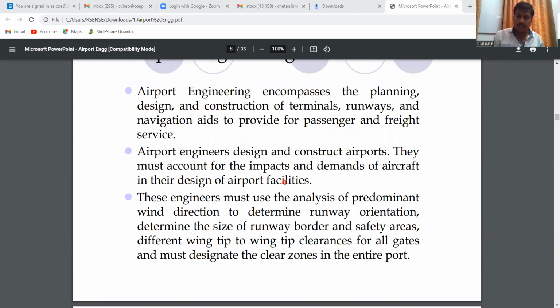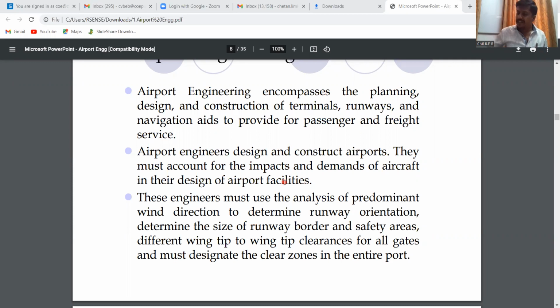Okay, now what is airport engineering? If you see the definition, airport engineering is a branch of highway and transportation engineering. It is one of the modes of transportation engineering which deals with the planning, design, and construction of terminals, runways, taxiways, and navigational aids, to provide passenger and freight service. Airport engineers design and construct the airports.